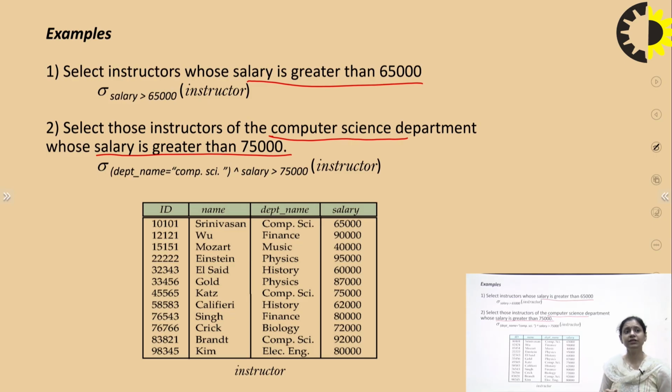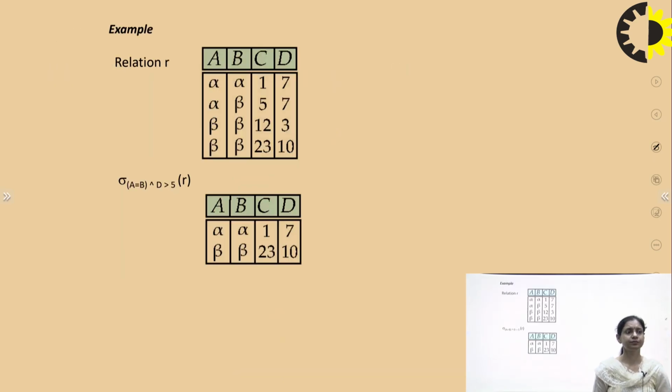But if they say that we need to find those instructors who are there in the computer science department or they have a salary greater than 75,000, then when we use that OR part, either of the two can be true. In that case, we use OR over here. So it depends on the condition, the type of question they are asking you. On the basis of it, we identify the results.